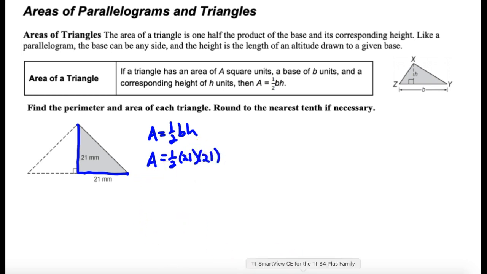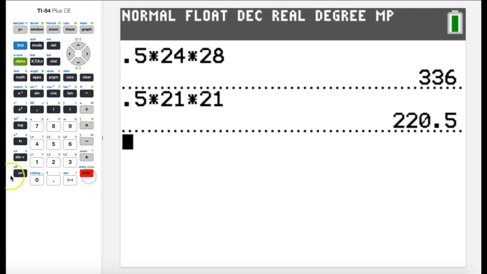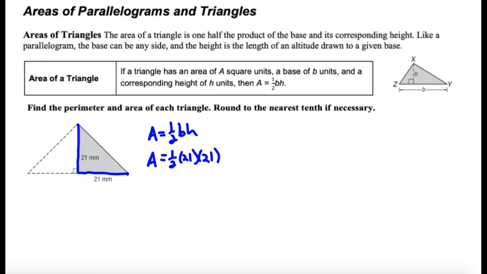1/2 times 21 times 21 gets me 220.5. So the area is 220.5 square millimeters. Now this problem also asks us to find the perimeter. We are missing a piece of information for that.